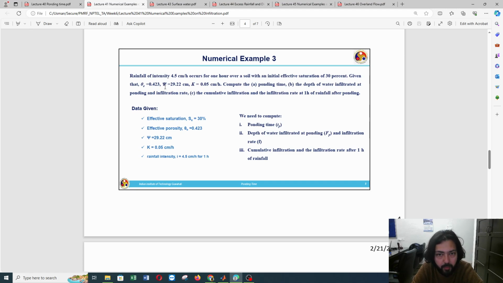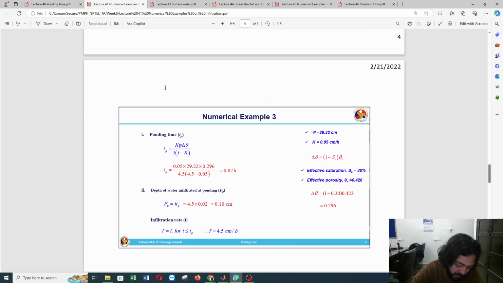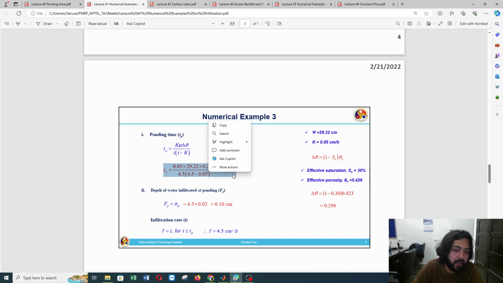They are asking us to calculate ponding time, and also the depth of water infiltrated at ponding and the infiltration rate. The first two things they are asking here are the same as we have done in the recent example, so we can calculate easily. That is Tp = K ψ Δθ / (I (I − K)). First we will be calculating Δθ. Here they have calculated Δθ, the value of which is coming as 0.296, and that value they have substituted in the equation of Tp, and they have calculated Tp.